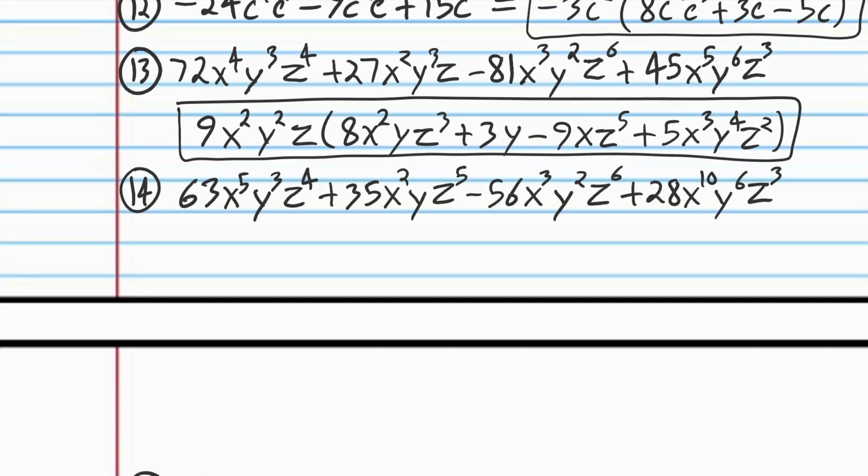All right, we're back. So the greatest common factor looks like it's going to be 7. And the smallest x is going to be x squared. The smallest y is going to be y. And the smallest power of z is going to be, looks like z to the third power.